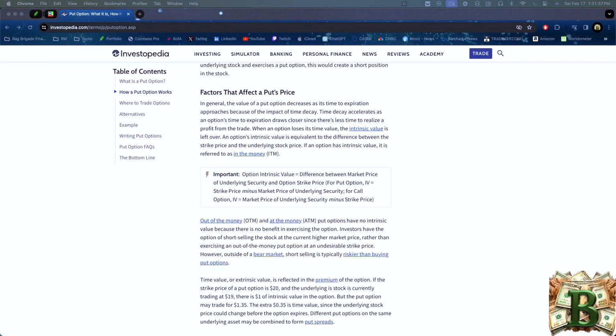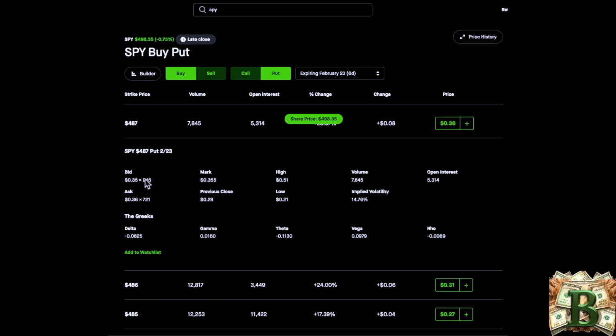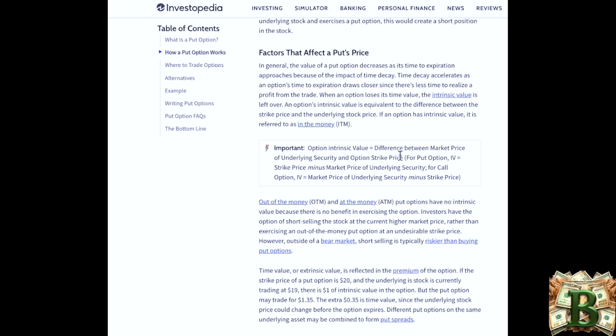Anyways, intrinsic value equals strike price minus market price of underlying security. For call options, intrinsic value equals market price of underlying security minus strike price. Basically, intrinsic value, there's two things, like if the stock is going up or down. That's your intrinsic value. Now, the extrinsic value is all of this stuff: your implied volatility, your volume, your open interest, all your Greeks, your time decay. That's the extrinsic value.